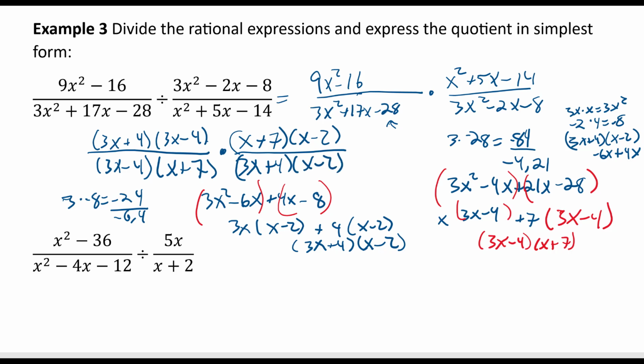Okay. So what happens? This 3x plus 4 and that 3x plus 4 go away. This 3x minus 4 and that 3x minus 4 go away. This x plus 7 and that x plus 7 go away. This x minus 2 and that x minus 2 go away. And we get the answer is 1. That was actually a lot of fun. Okay, let's keep moving because this video is getting long.